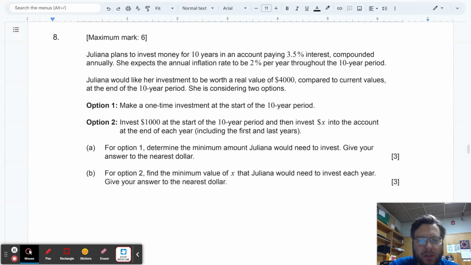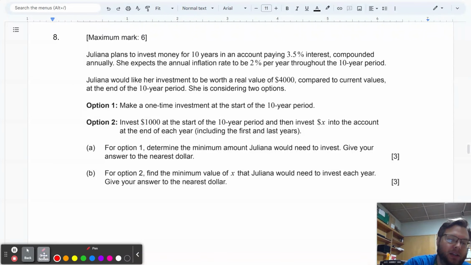Okay, so it's a little tricky. When you have inflation, that basically makes your money worth that much less over time, while compound interest makes your money worth that much more over time. So when you have 3.5% compound interest versus a 2% inflation rate, you're really only gaining 1.5% every year. I got that just by subtracting the two values right there.